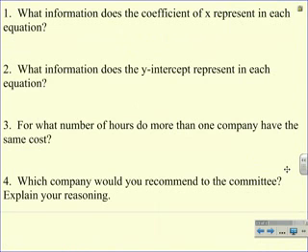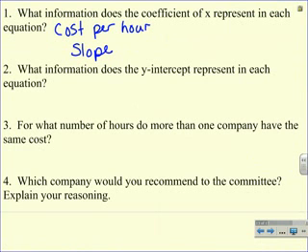First one, what information does the coefficient of x represent in each equation? So that number that's in front of x, the coefficient, what does it represent? Not the number of hours, that's x. What does the number in front of x represent? The cost per hour, right? What else does it represent? Exactly, it represents the slope. So it represents the slope, or we could say that it represents the cost per hour.